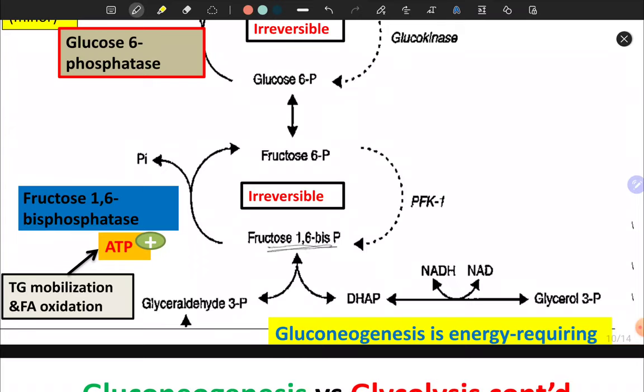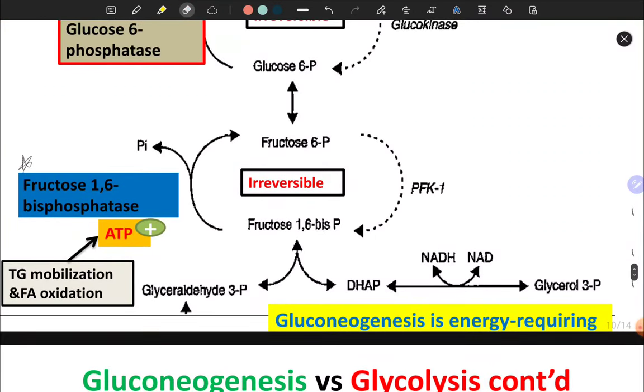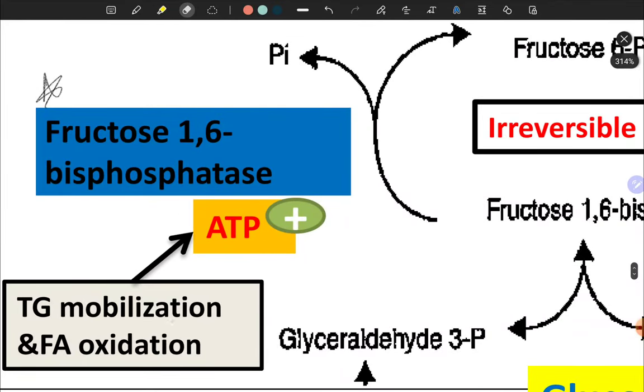And then this irreversible step needs to be reversed in gluconeogenesis. We have this important enzyme called fructose 1,6-bisphosphatase. It is a phosphatase, okay? So it will remove 1-phosphate from this substrate, generating fructose 6-phosphate. It will pop off 1-phosphate and generate fructose 6-phosphate. If you look at it, ATP will activate the enzyme, so the source of gluconeogenesis is energy required.